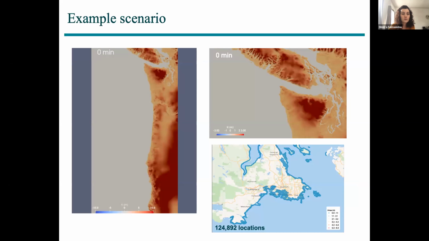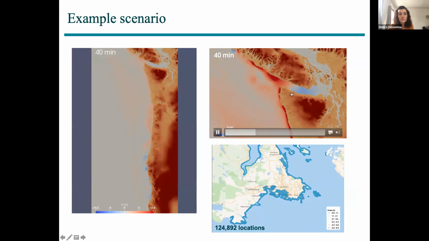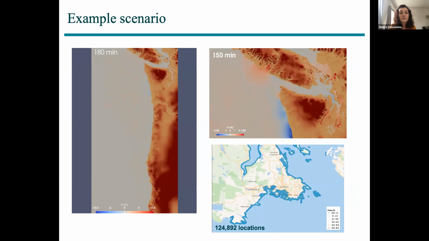So here I'm going to show an example scenario. We have the tsunami trough that enters the strait, followed by the tsunami crest. The wave arrival is about 80 to 90 minutes after the wave generation. And what we are looking to extract is the maximum tsunami elevation at the cell centers of the grid. And in this case, we have 125,000 locations, sorry, for which we want to build the emulators.